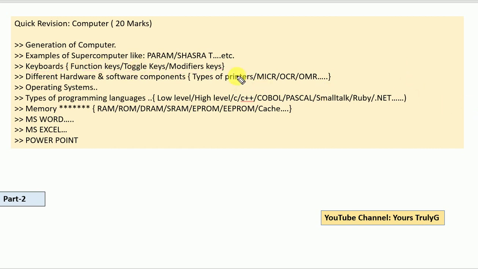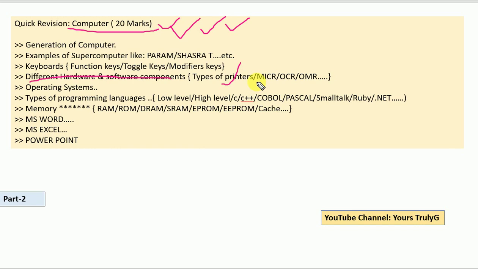I know it's a tedious job for you guys, especially for engineers, and covering keyboard keys looks like something different. But again, you have to cover it because it's a 20 marks question, and you can easily cover it and easily score it. Again, different hardware and software components: many times they have asked about the different types of printers, dot matrix printers, drum printers, something like that. You have to cover that.